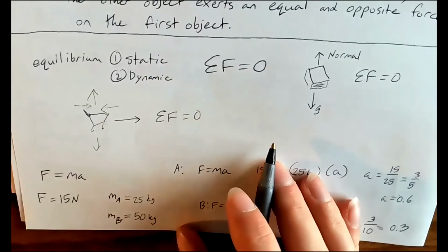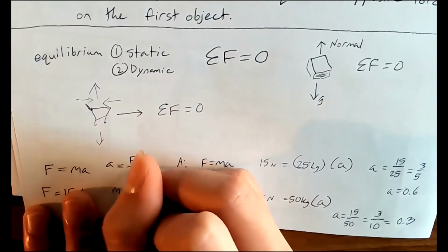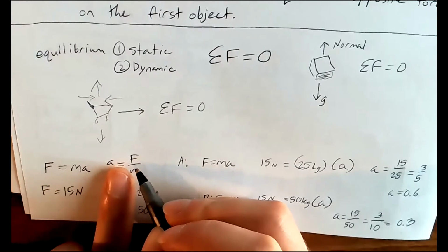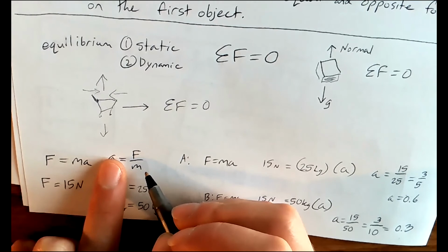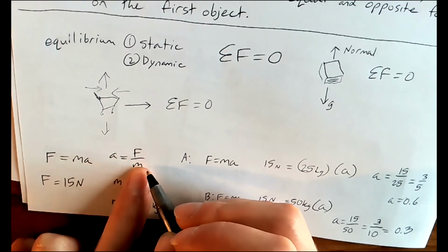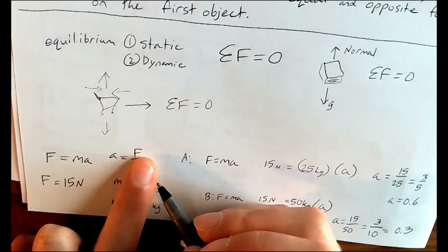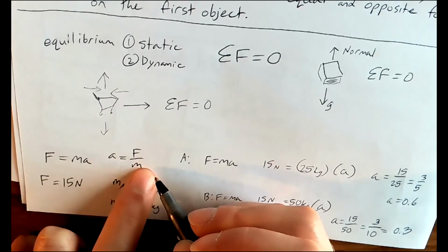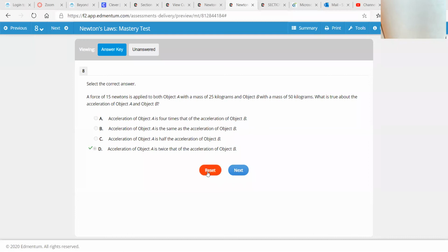And another way to write that out is just to solve for a by itself. So directly proportional to F, inversely proportional to mass, okay? Directly proportional to F, inversely proportional to M. Okay, next question.